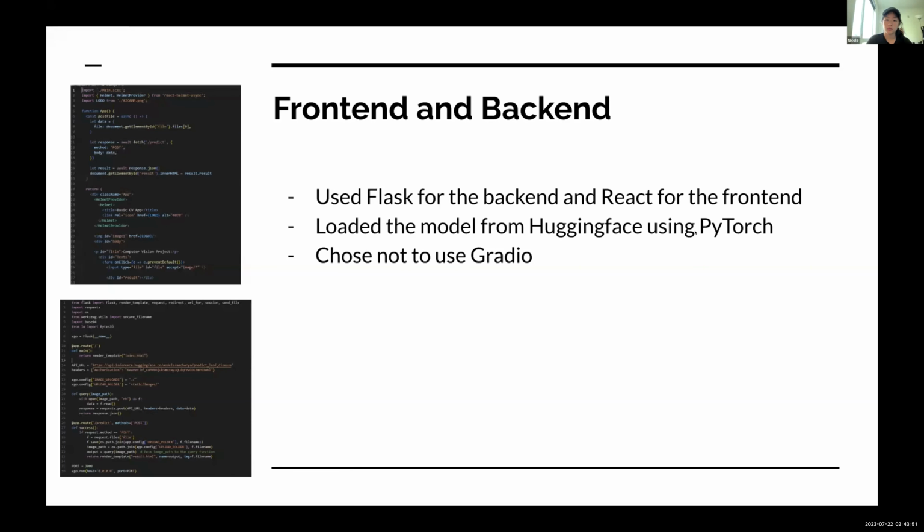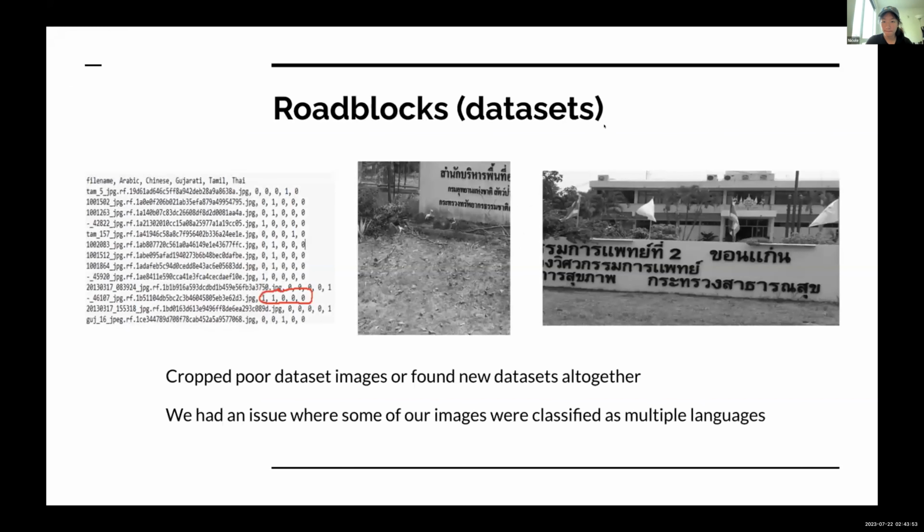We had quite a lot of roadblocks in our project. First, it was the datasets. Some of our images are poorly cropped, and we also had issues where some images were classified as more than one language. And during our first dataset, we realized the test dataset did not include a certain class of images. So we had to fix our dataset 2 or 3 times.